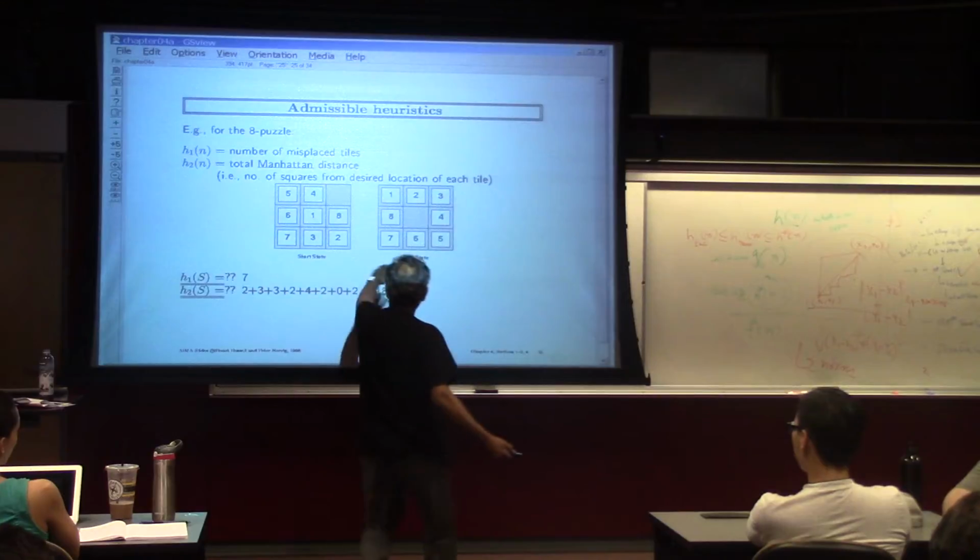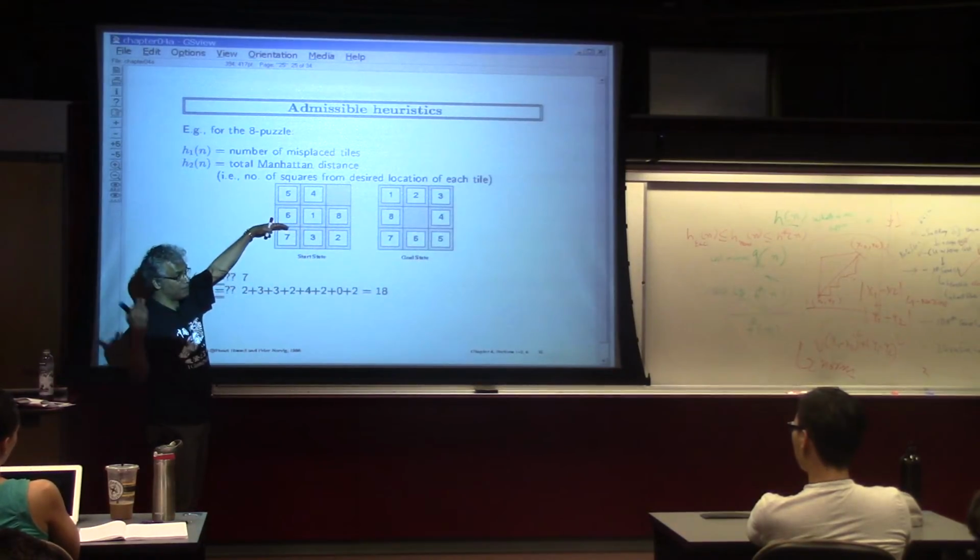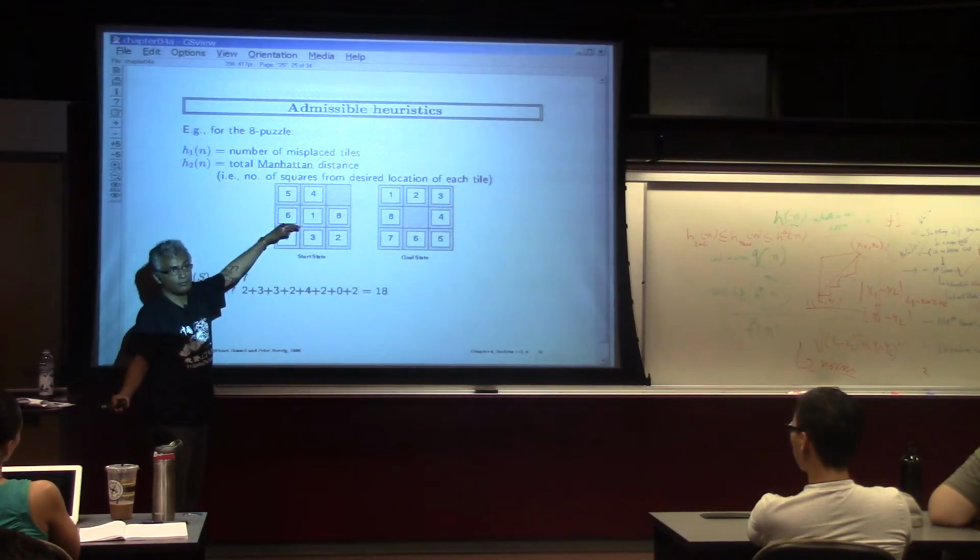So in the case of misplaced tile distances, if I use teleportation, then I would just count the number of misplaced tiles. Okay? And that would be a lower bound.